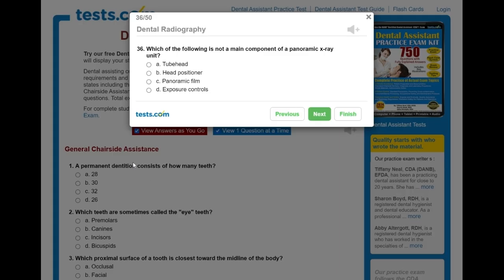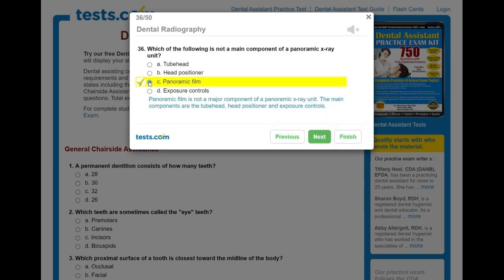Question 36. Which of the following is not a main component of a panoramic X-ray unit? A. Tube head. B. Head positioner. C. Panoramic film. D. Exposure controls. C. Panoramic film. Panoramic film is not a major component of a panoramic X-ray unit. The main components are the tube head, head positioner, and exposure controls.